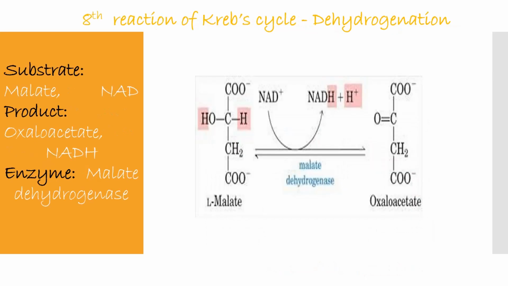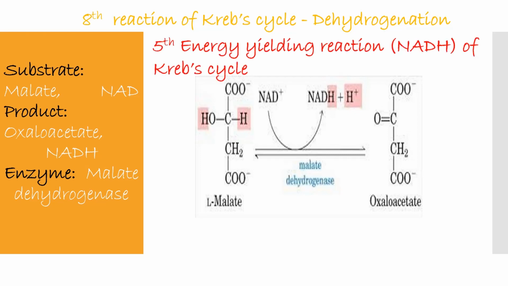Malate is dehydrogenated to form oxaloacetate by malate dehydrogenase. The Krebs cycle yields the third molecule of NADH through this reaction. This reaction is reversible.